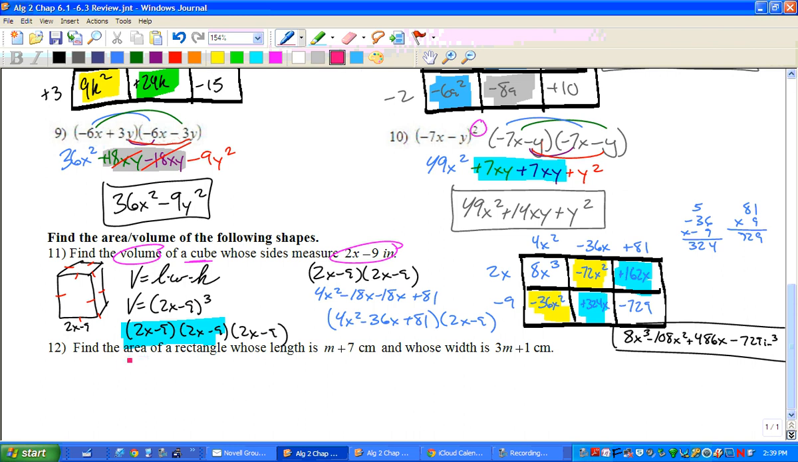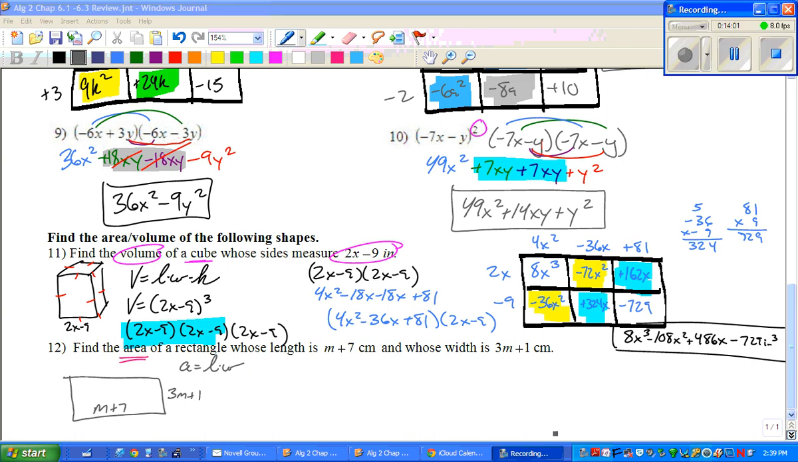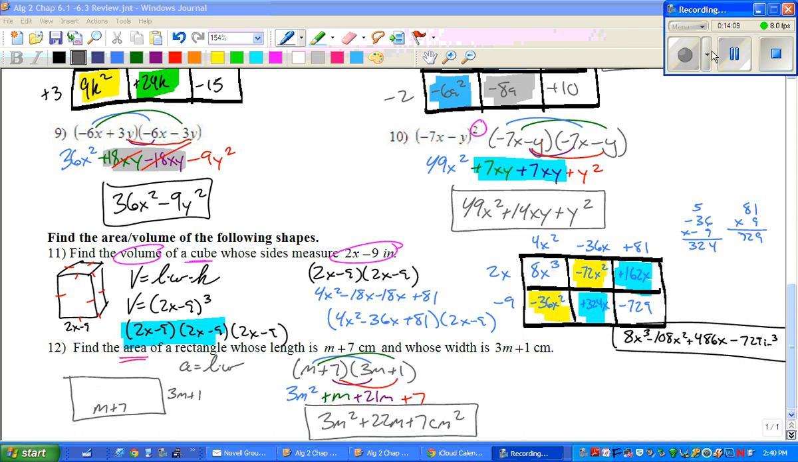Okay, now next one: find the area of a rectangle. I would definitely draw yourself a pretty rectangle. Now remember, area is your length times your width. They're telling you one side is m plus 7, and the other is 3m plus 1. All you need to do is FOIL those. So I'm actually going to pause the video and let you guys finish this out. Okay, and after you combine like terms, that should be your answer.